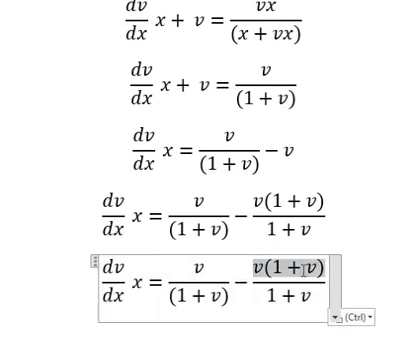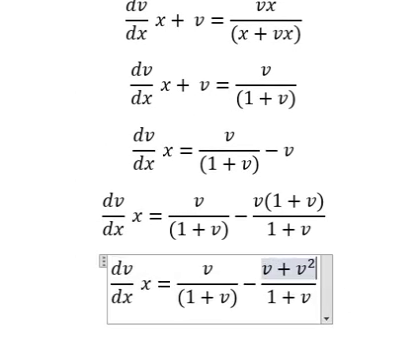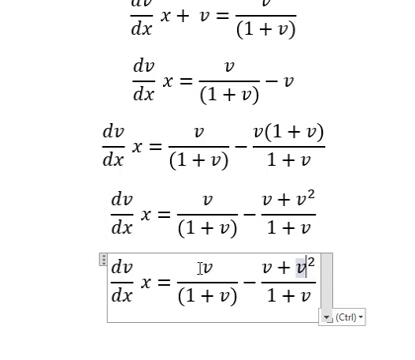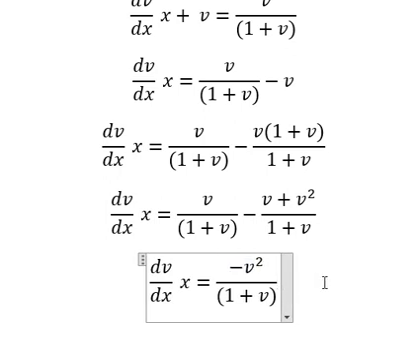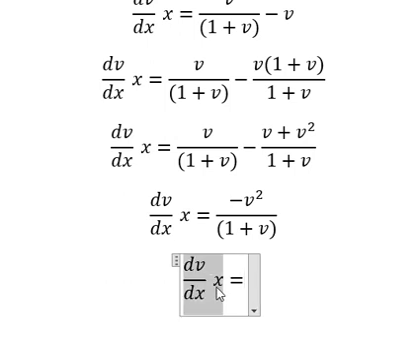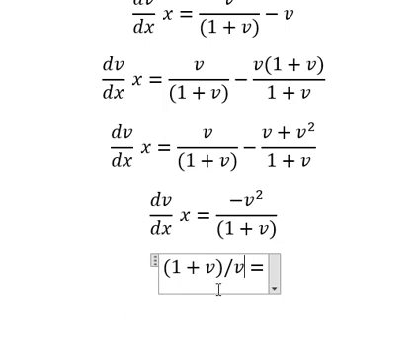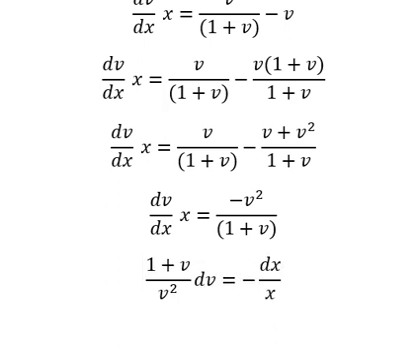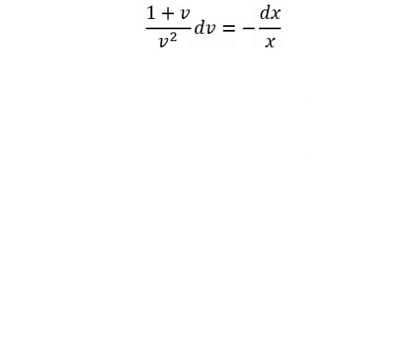So this one we have v plus v square. So v minus v. So this one negative of v square. So we have negative v square. So this one I will put on the left, ds and s go to the right. Next, we put the integration for the both sides.